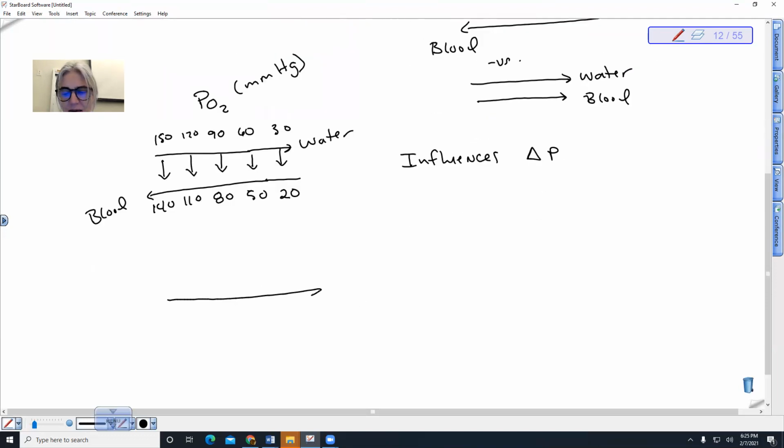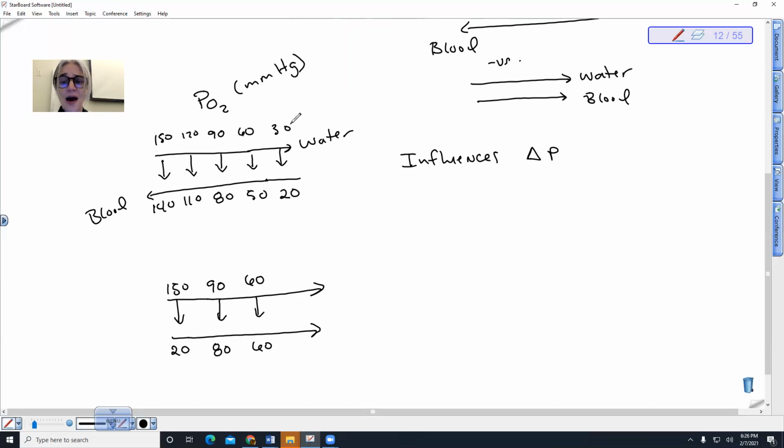Okay, what if it was going the other way? It might look something like this. Water starts out at 150. Let's say your blood starts out at 20. And then let's just skip some of these. Let's say it goes to 90, and then 80, and then let's say 60 and 60. Okay. So the differences in the partial pressures between the water and my blood are the same. It would reach an equilibrium and diffusion would stop. So right there, diffusion would stop, and I can't get any more oxygen out of it.